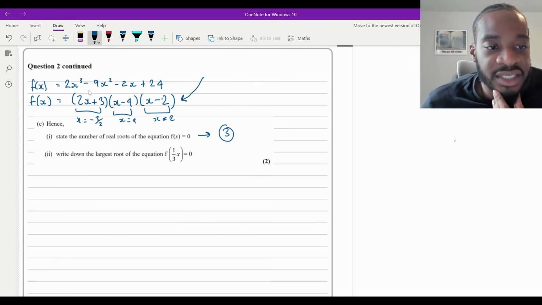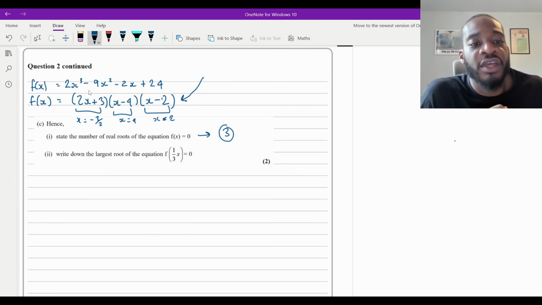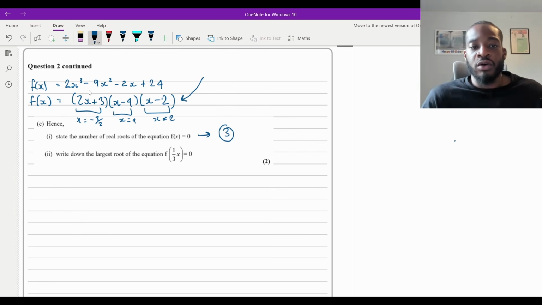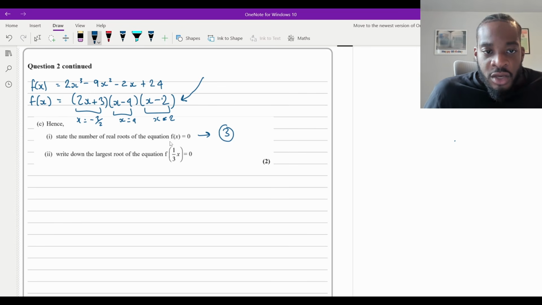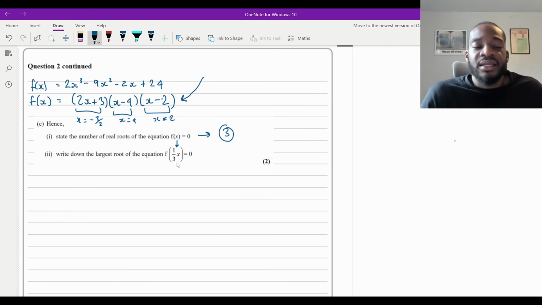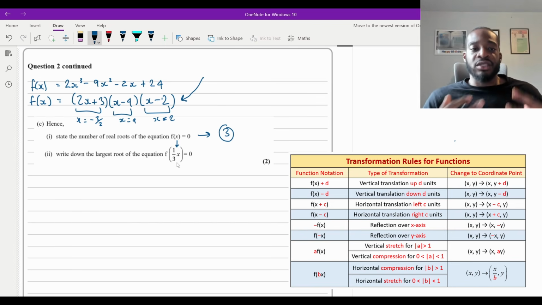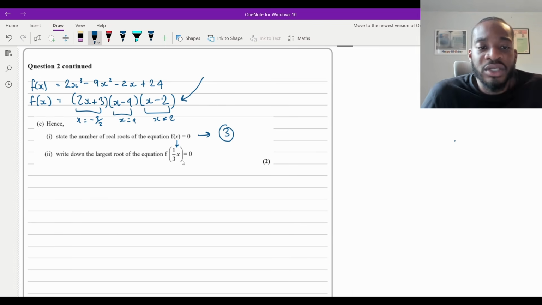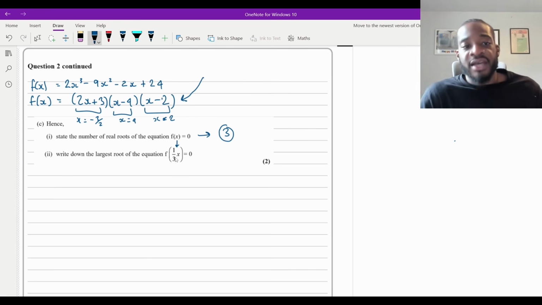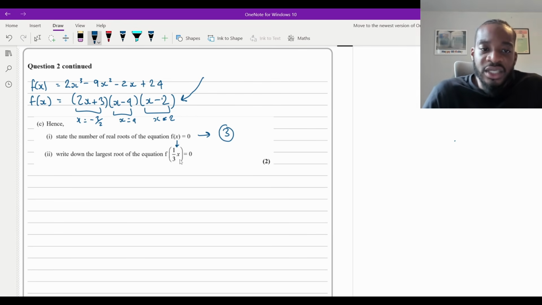Part double line says write down the largest root of the equation f of a third x equals 0 for another mark. Now, you have the function f of x, and then they've asked you about f of a third x. What topic comes to mind? This is just graph transformations, guys. You need to know these very, very well, because the type of expression you have determines the type of transformation. So what does this mean?